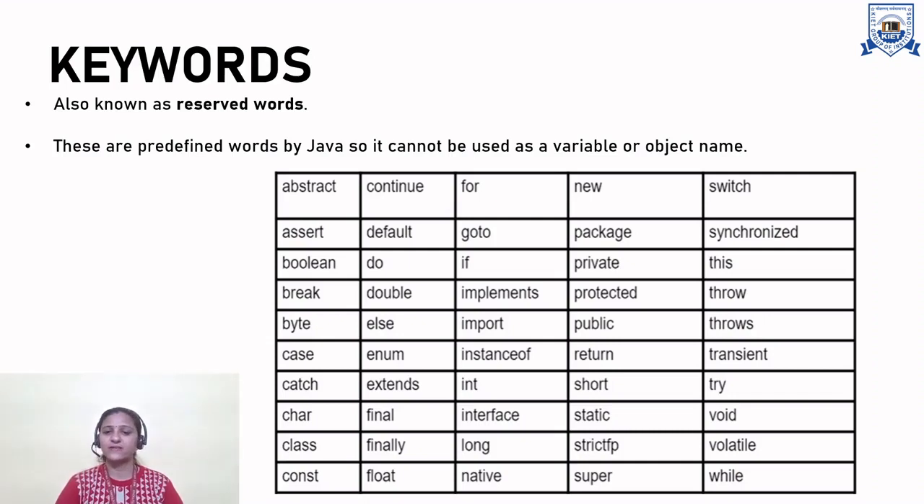So different keywords are there. We will definitely cover them with the help of examples. They are abstract, boolean, break, double, protected, public, void, volatile. A number of keywords are there.